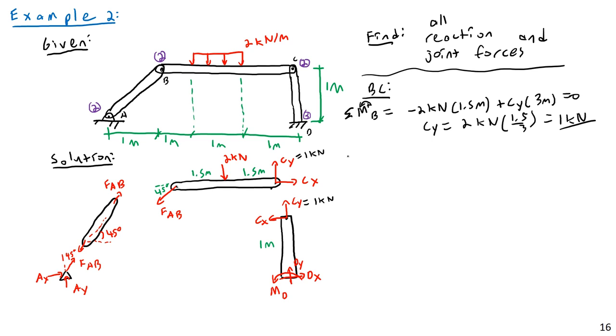Okay, then next, on member BC, I am going to do a summation of forces. I already have CY, so I think I'll just do a summation of forces in the Y direction. So I'm going to have negative FAB, let's get that right, negative FAB.